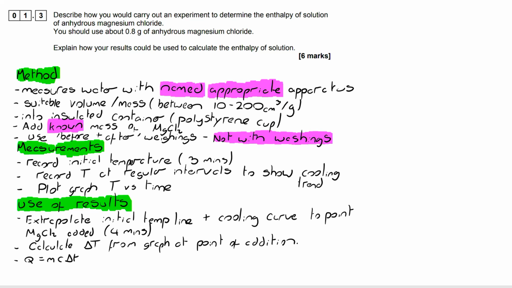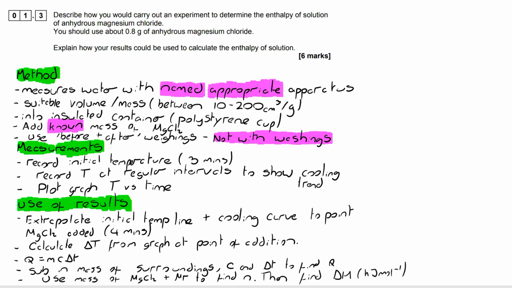We're then going to use Q equals mc delta T. We're going to substitute in the mass of the surroundings. That's going to take into account whatever volume of liquid you used, assuming a density of 1 gram per centimetre cubed. We're going to use the delta T from the graph. We're going to use C, which would always be provided. It's 4.18, and we find Q.